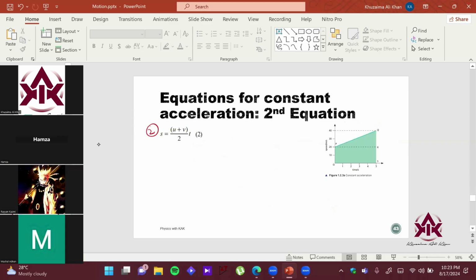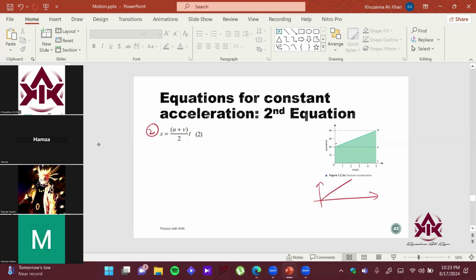This is also an important derived equation. It will be applicable in some of your questions, or many. So let's derive it. Again you have a speed time graph and you want to find the displacement. So how do you find displacement from a speed time graph?